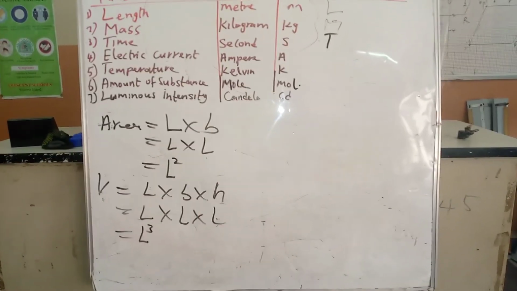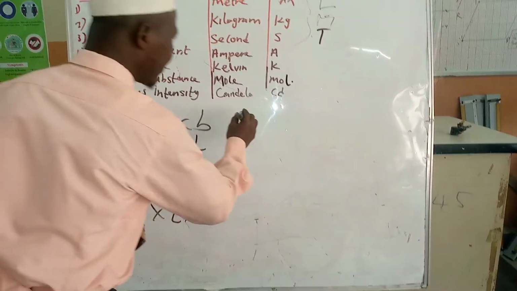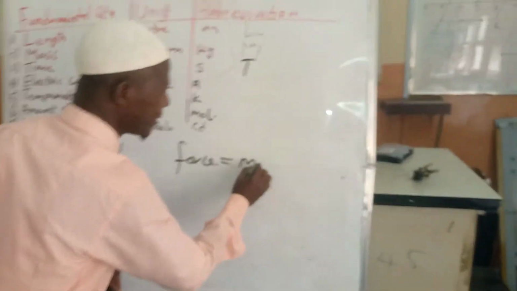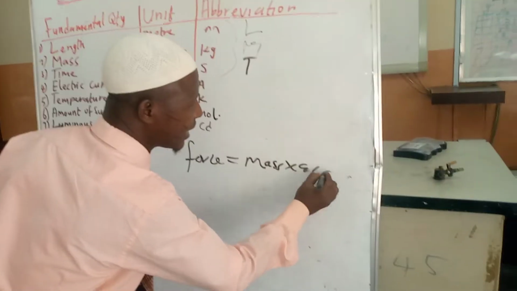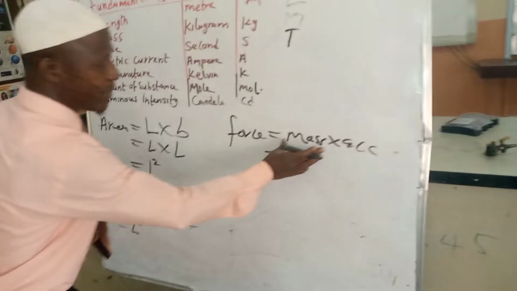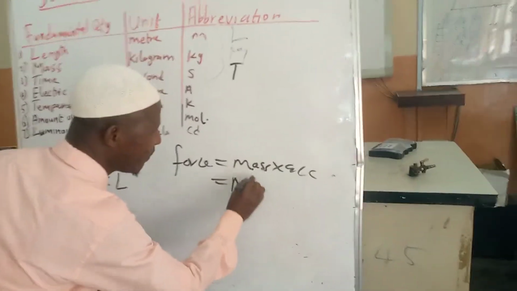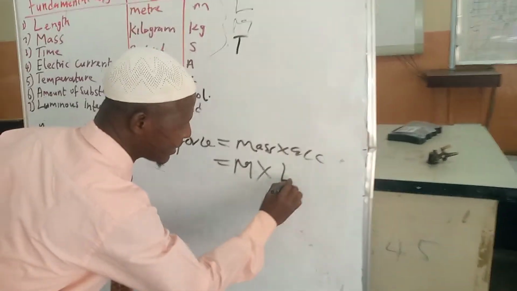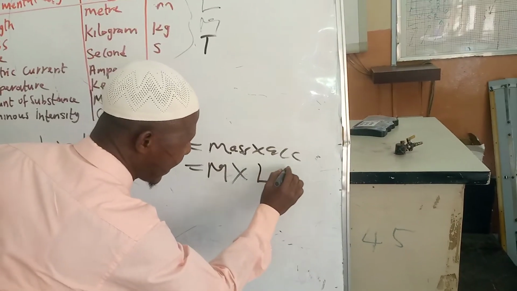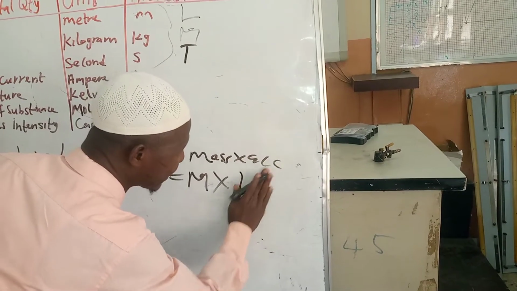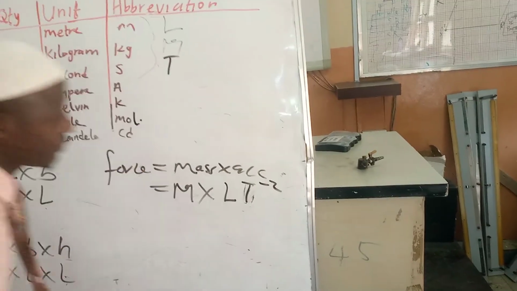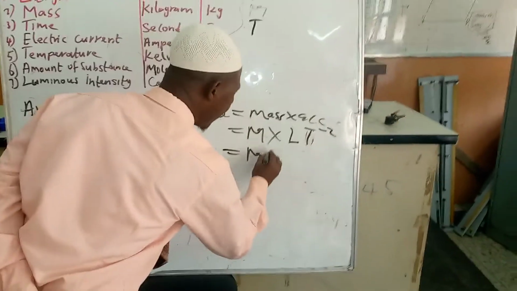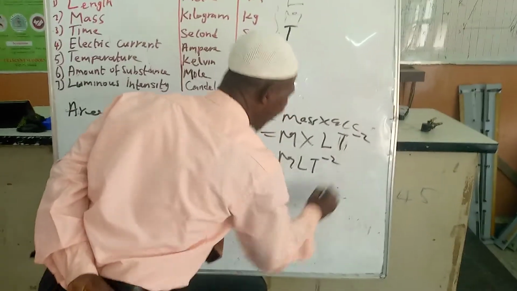Let's go to another formula. Let's use force. Since force is equal to mass times acceleration, the dimension of mass is M. The dimension of acceleration is L times T raised to the power minus 2. Just multiply the three together, and it will give you M L T raised to the power minus 2.